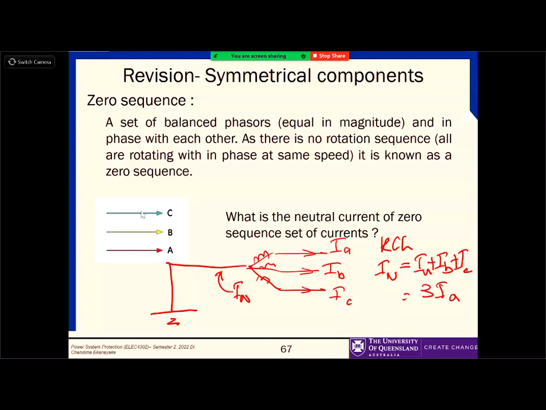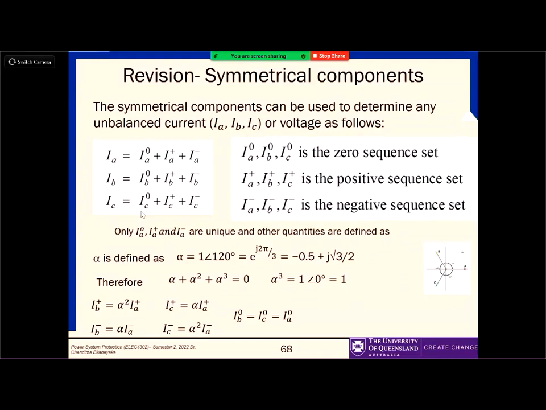So these are the main three symmetrical components, but then how are we going to use these theoretical derivations to analyze a three-phase system? So this next slide shows how we can represent any three-phase system, an unbalanced three-phase system, with symmetrical components.